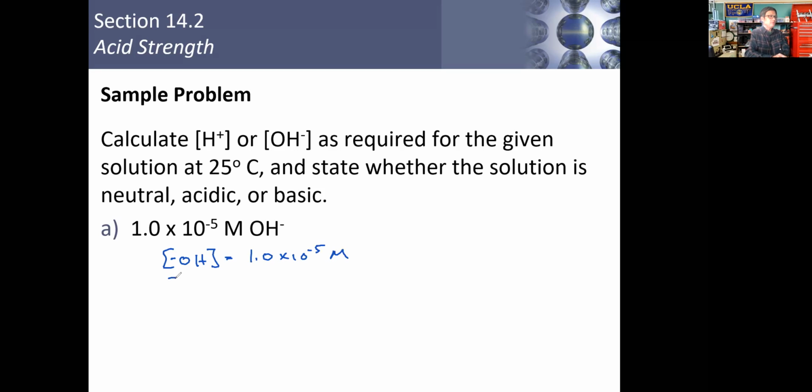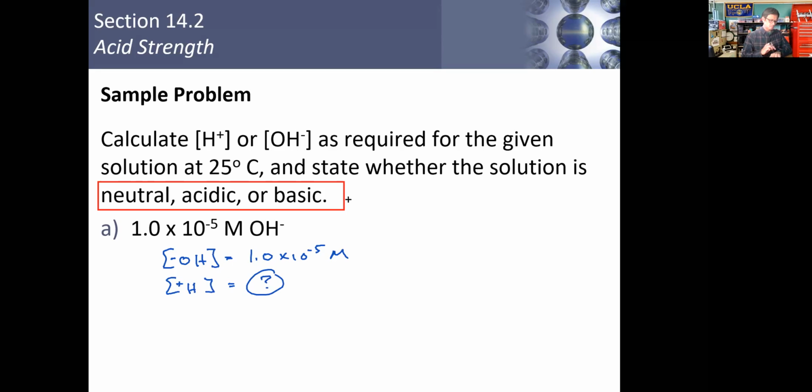Can we find the hydrogen ion concentration of this solution? But we can go ahead and answer this question first: is this solution neutral, basic, or acidic? Let's answer that question really quickly.